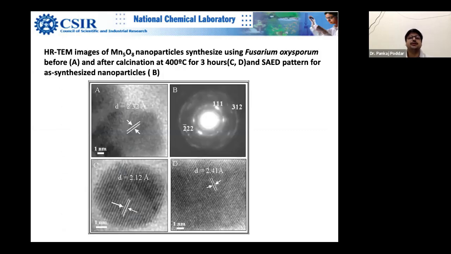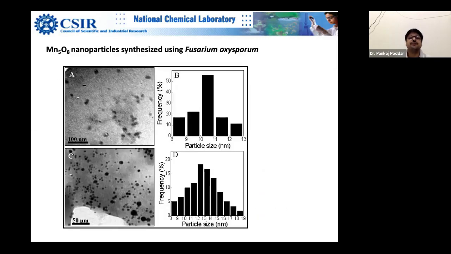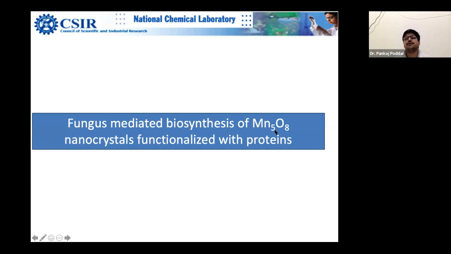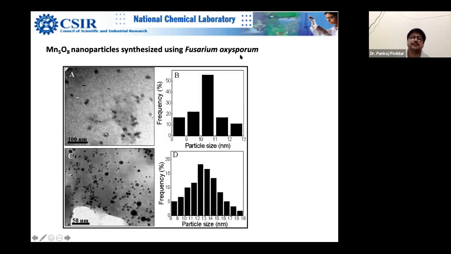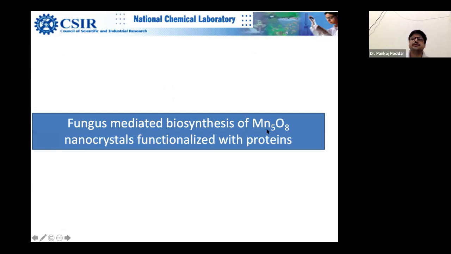In this synthesis, we fed these microbes manganese acetate, where manganese Mn is in the oxidation state +2. Now, to synthesize Mn5O8 from manganese acetate Mn+2, you need a lot of redox reactions taking place. And it is not a simple process.